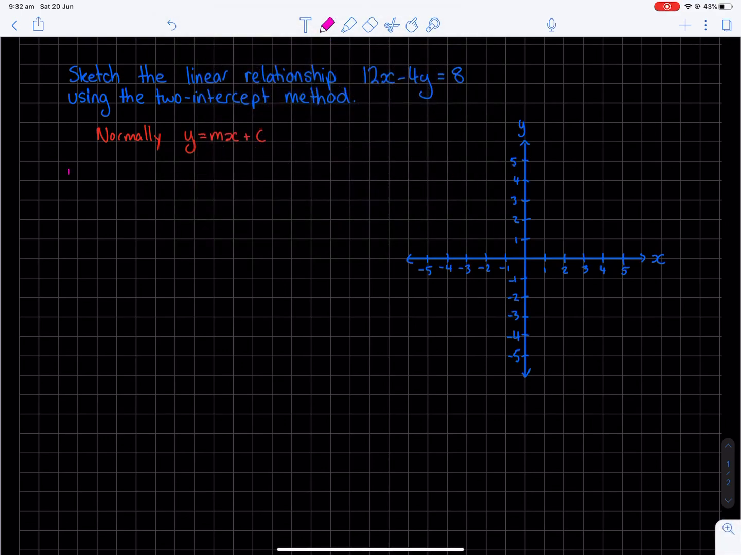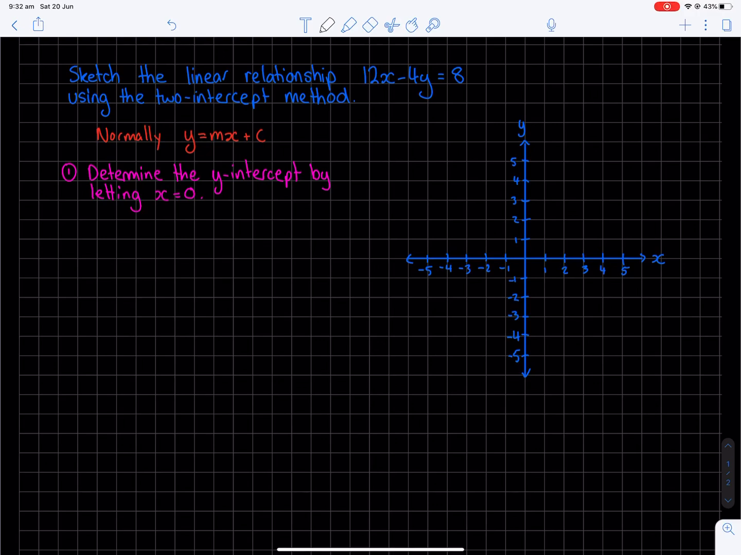So first, we're going to determine the y-intercept by letting x equals 0. In our normal y equals mx plus c, c is just the y-intercept. But of course, our equation is not in that form, so we need to apply our knowledge of linear equations to solve that. So let x equal 0.